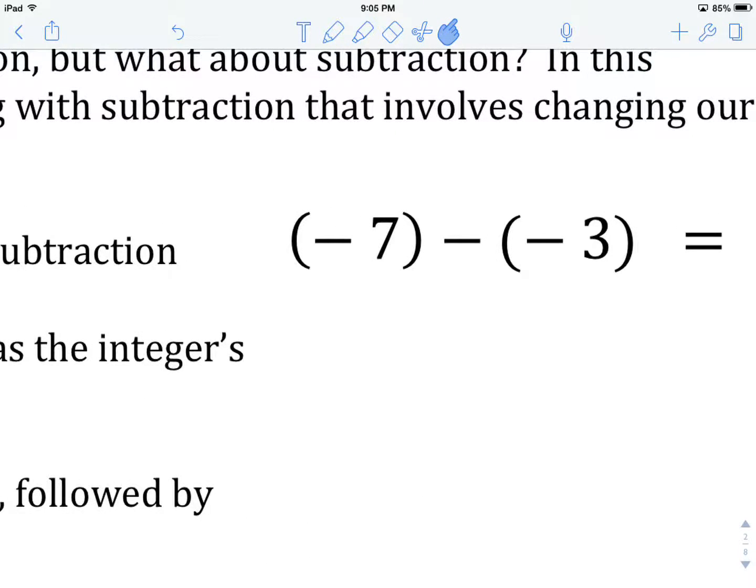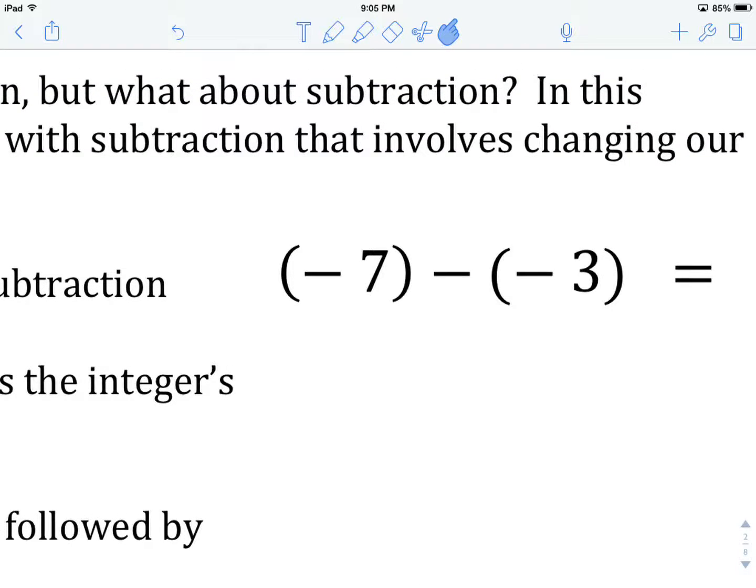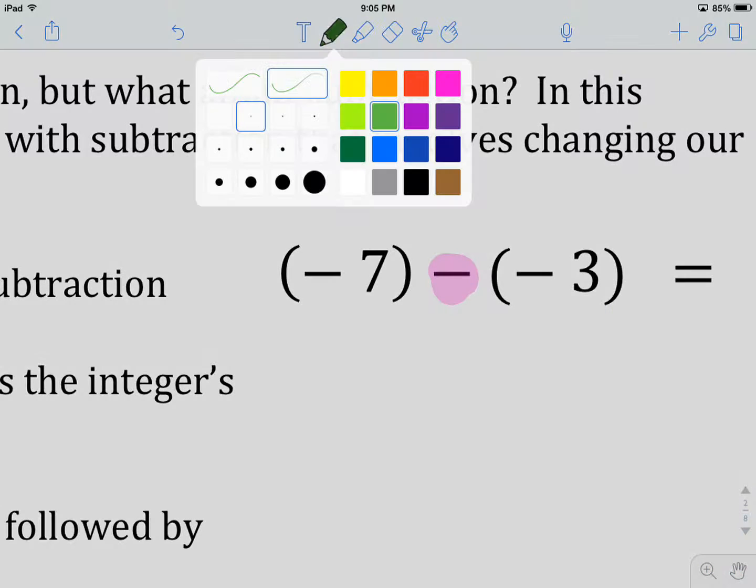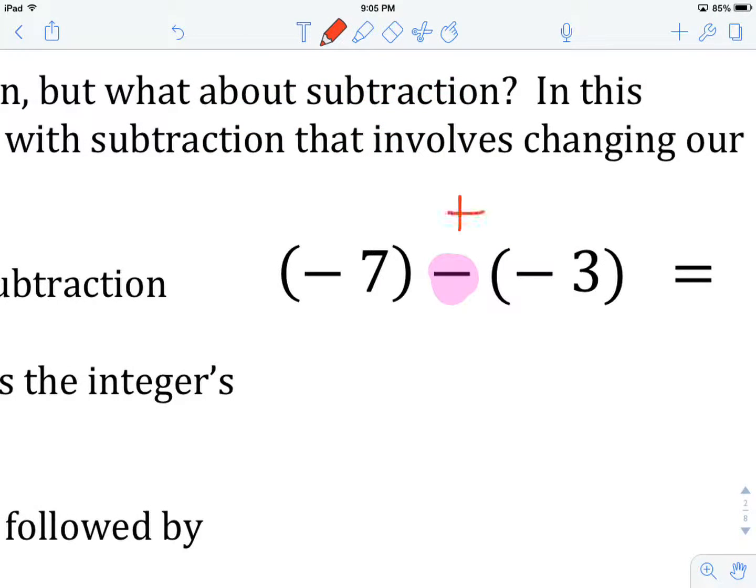-7 minus -3. What I'm going to propose is that if we have -7 and we see that it's subtraction, I'll just highlight that. That's subtraction right there. I want to change that to addition. So I'm going to do that right now. Put a plus right there instead of subtraction. I can't just do that without also changing the sign that comes after it. That's important. If I'm changing subtraction to addition, which is easier for combining integers, then I'm also going to change the sign that comes after it to its opposite.